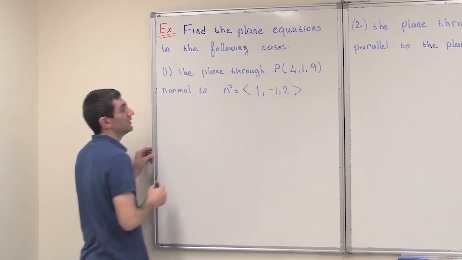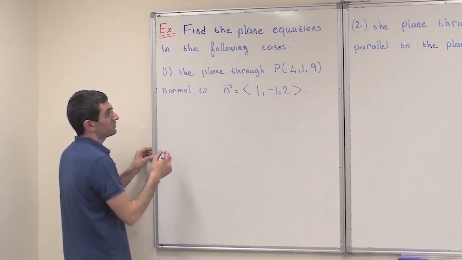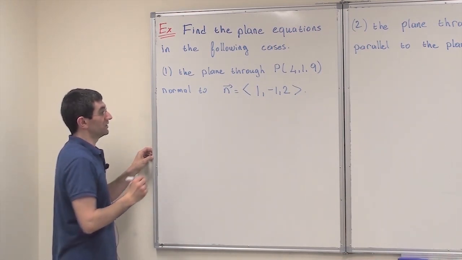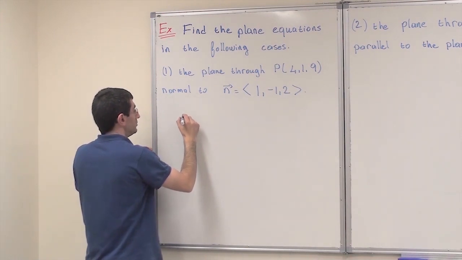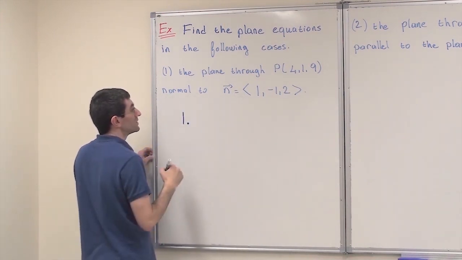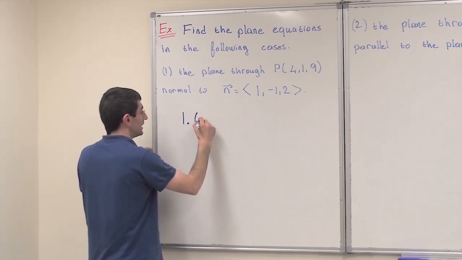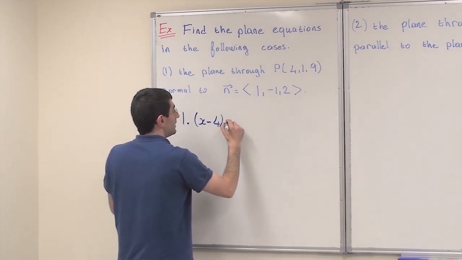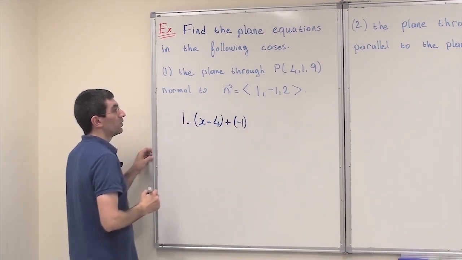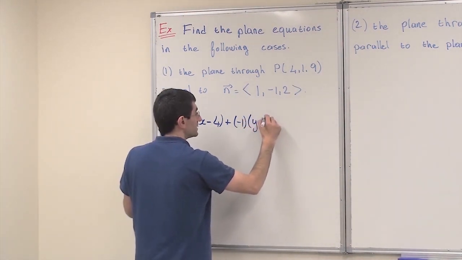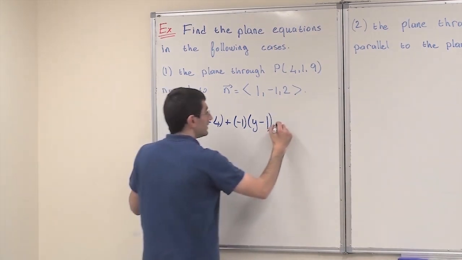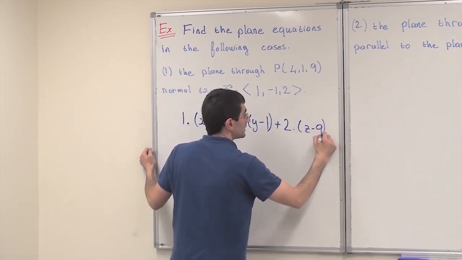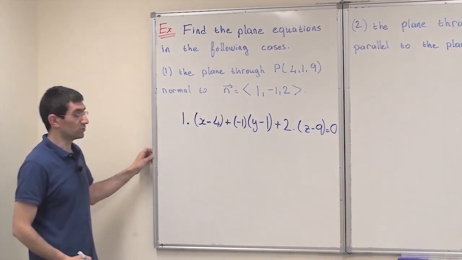In this question, all the information is directly given to us. The point is here and the vector is here as well. So all we have to do is use these two pieces of information directly in the plane equation. We use the components of the normal vector as coefficients, and then we do x minus the x component of the point, plus the y component of the normal vector times y minus 1, and plus the z component of the normal vector times z minus the z coordinate of the point. And all this is equal to 0.